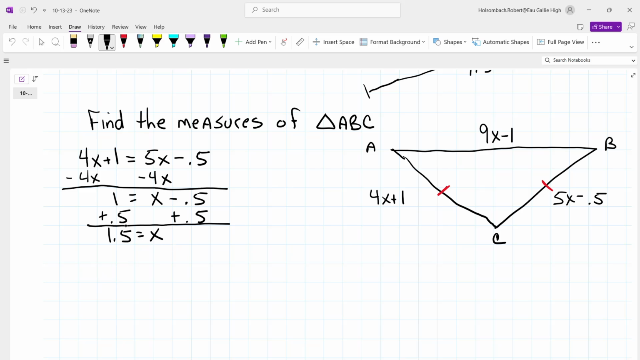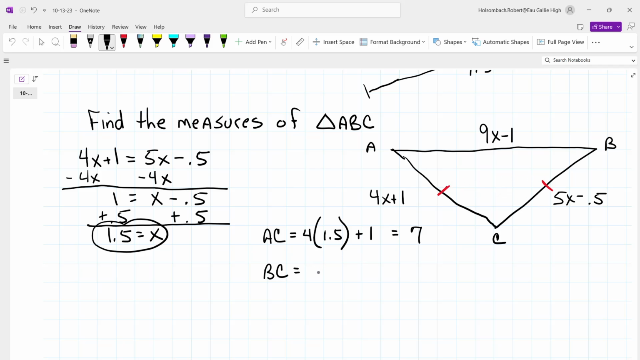So now if we know that x is equal to 1.5, then side AC is equal to 4 times 1.5 plus 1. And 4 times 1.5 is 6, plus 1 is 7. Side BC, now side BC should be 7, right? Because they're congruent to each other.